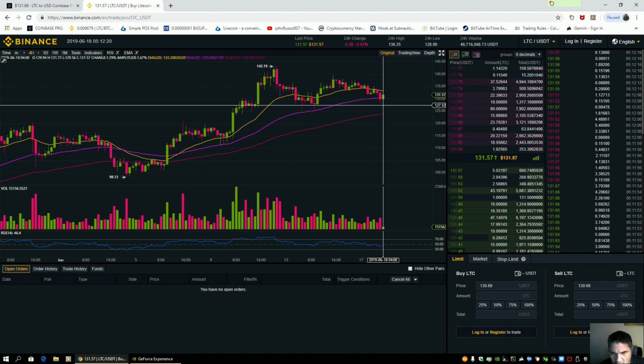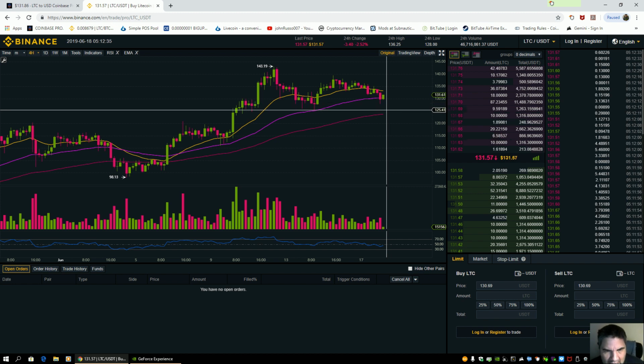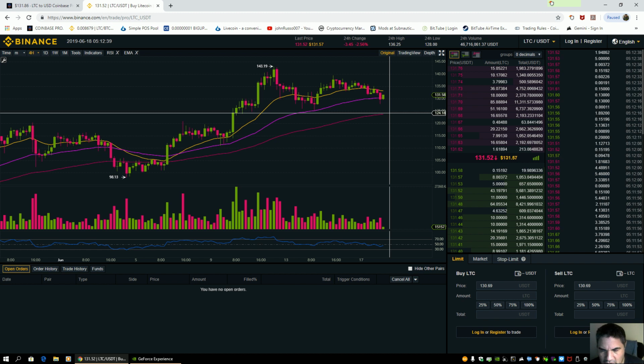Now a lot of people are calling for, I heard, 130, 131. We went down to 127. But as we know, we're usually at the bottom of the previous wave, which would put us right around 124. I could be off.